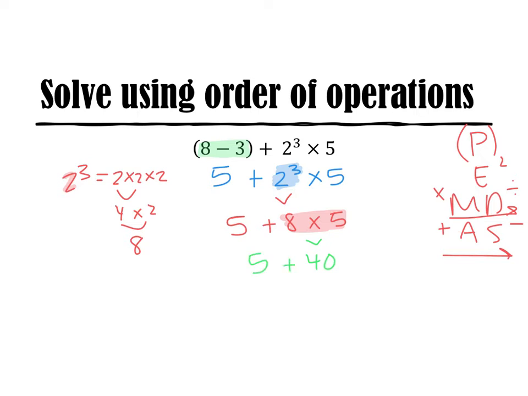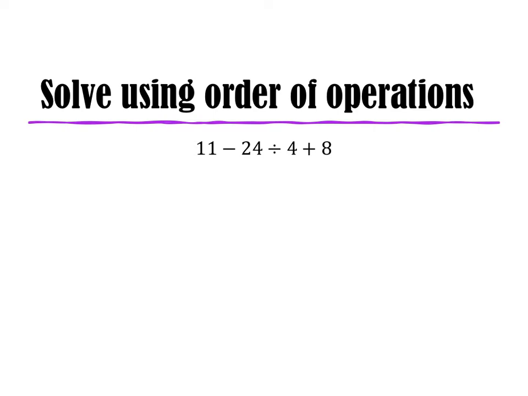And then the very last step here is pretty clear. We are going to do 5 plus 40, which will give us our final answer of 45. All right, and this one we're still following order of operations. So I'm just going to write it off to the side just so I remember.